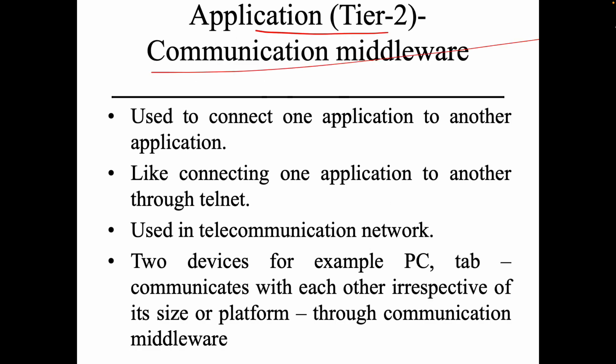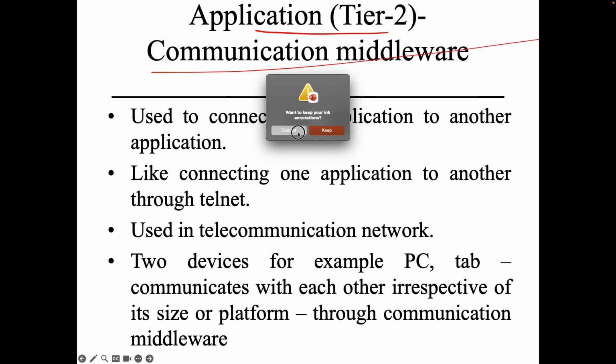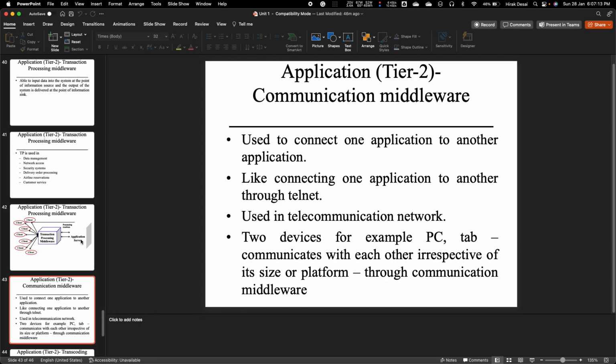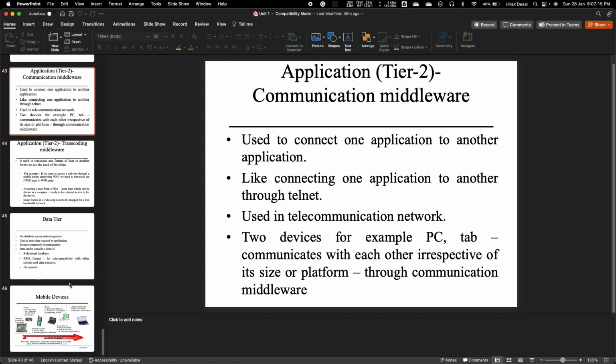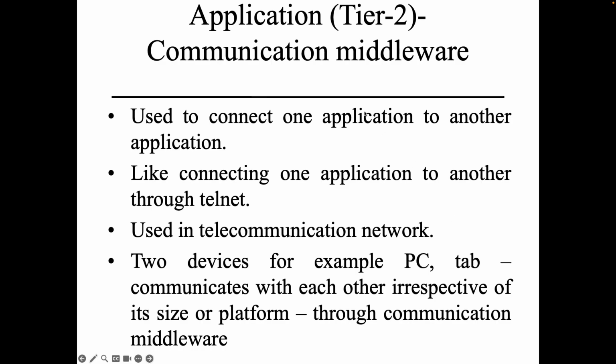एप्लीकेशन टीयर टू कम्युनिकेशन मिडलवेयर. Application tier 2 communication middleware is used to connect one application to another application, linking, connecting one application to another through telnet.